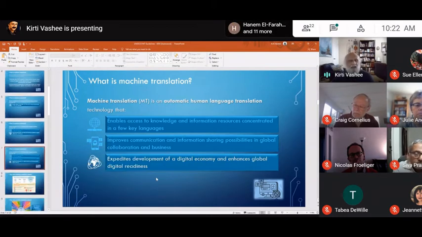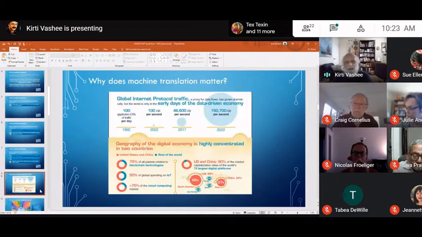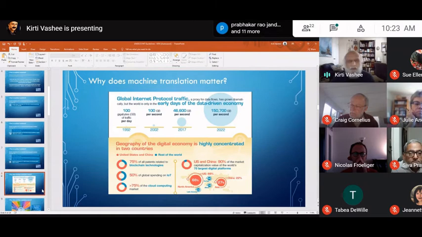And it expedites any country and the possibility of any country being more digital and being more able to talk to the rest of the world and be ready, in terms of global digital readiness. So it's a technology that enables all of this. And why does this matter? Because when we look at the sheer volume of traffic that's happening on the web, you see that it's exploding and it's happening at a scale and exponential growth rate that has never been seen in the history of mankind.